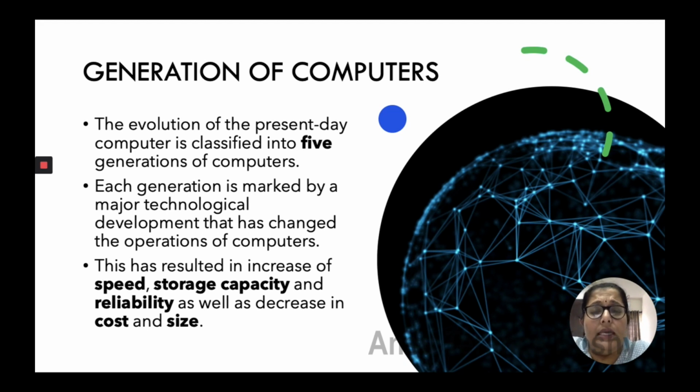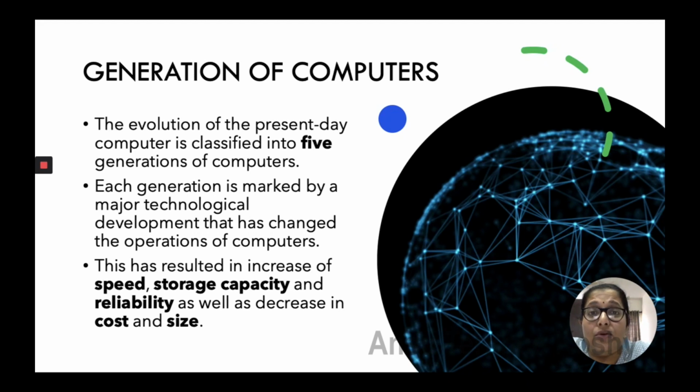Each generation is marked by a major technological development that has changed the operations of computers. From one generation to another, there is a big change in the technology used, which made a lot of things easier for people. This has resulted in increase of speed, storage capacity and reliability, as well as decrease in cost and size. That is, from one generation to another, the speed of the computer has increased drastically.